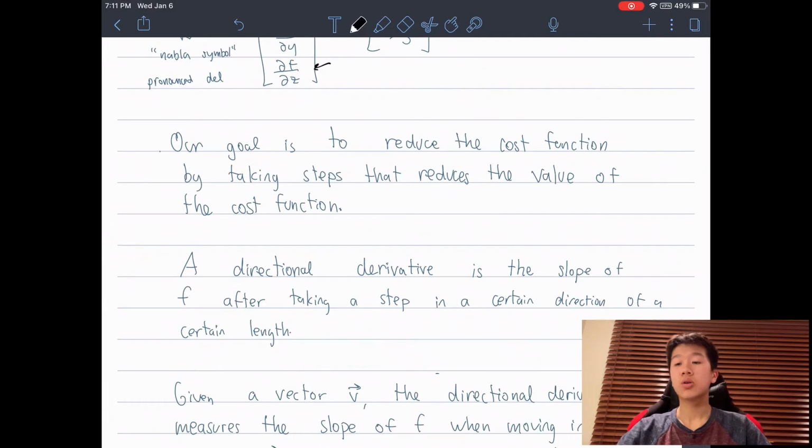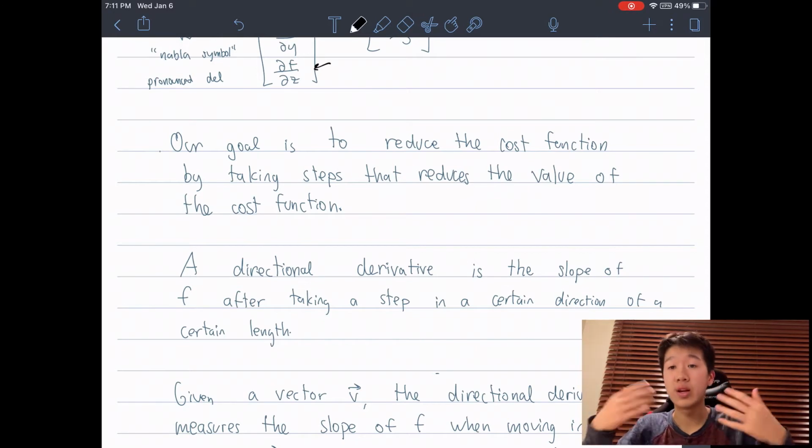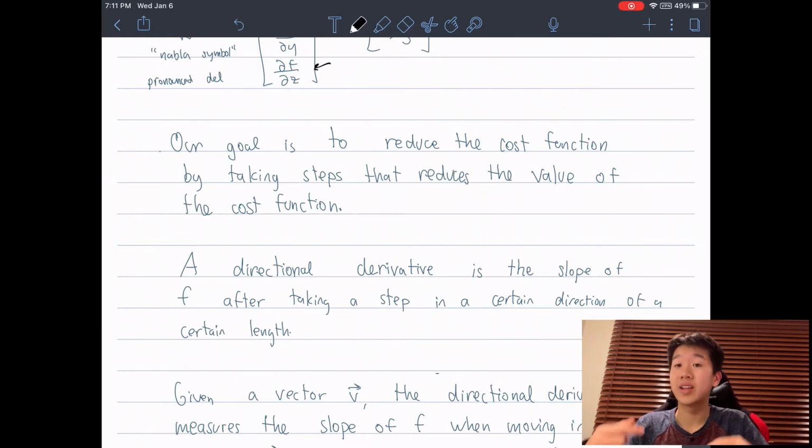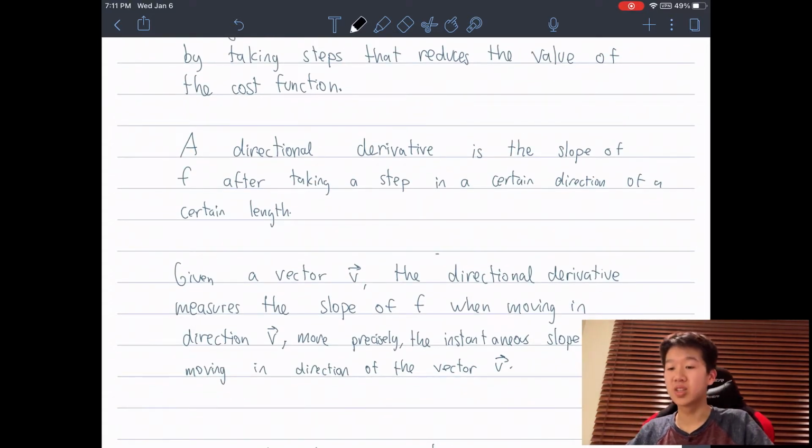So now our goal is to reduce the cost function by taking steps that reduce the value of the cost function. So we imagine that we start our neural network with random weights and random biases, and at first it's going to produce garbage, but then our goal is to adjust the weights and the biases by going in a certain direction such that it minimizes the cost. So we're now going to talk about directional derivatives, and you'll see why it is useful.